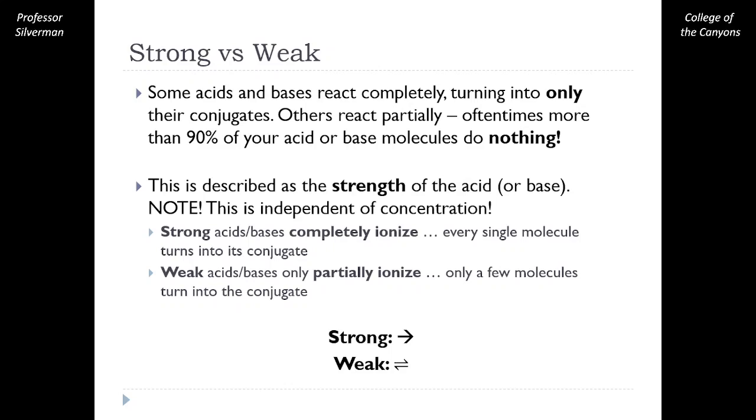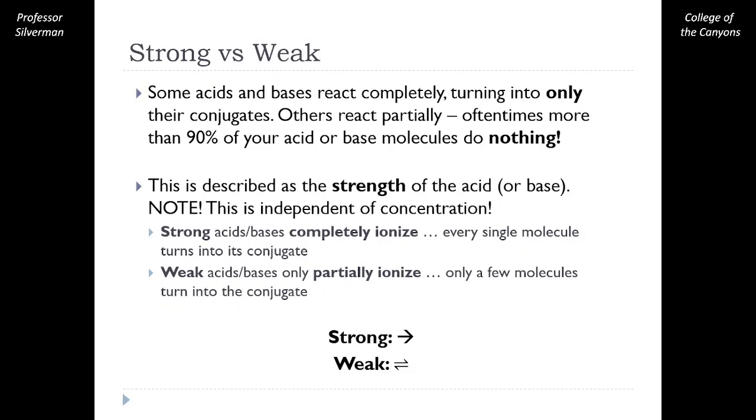Some acids and bases are considered strong, while some are considered weak. This is based on how much of our original acid or base reacts, turning into the conjugates, turning into the products. As it turns out, some of our acids and bases react completely, and we end up with only the conjugate of those acids, or the conjugate of those bases. This is actually a little bit uncommon. Most of our acids and bases only react partially.